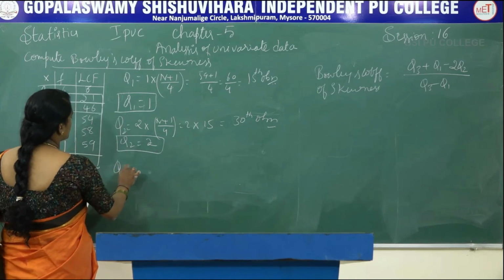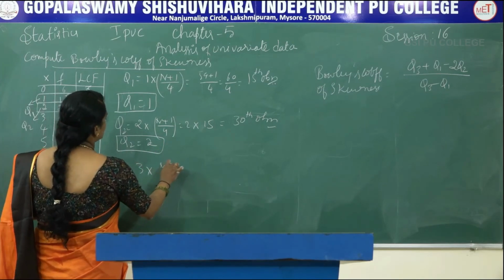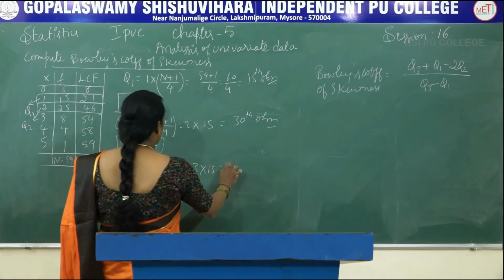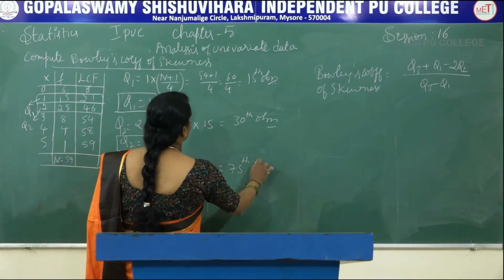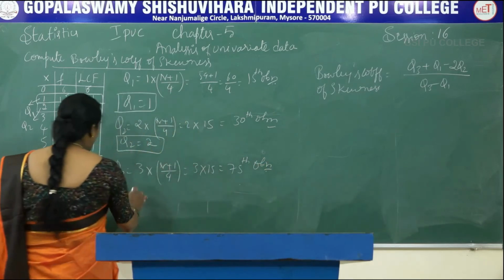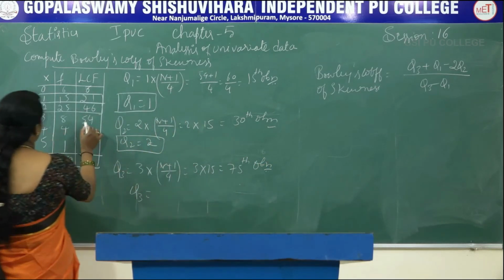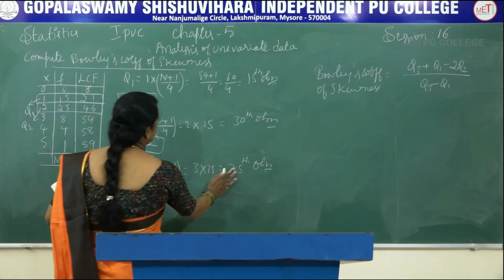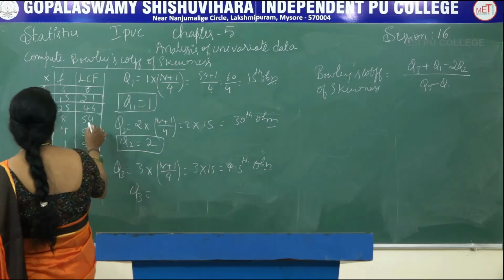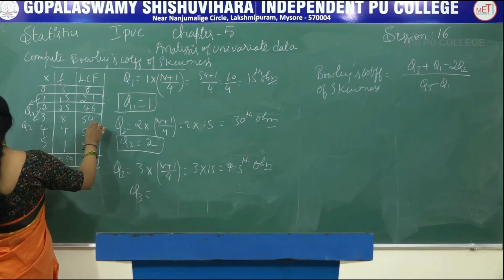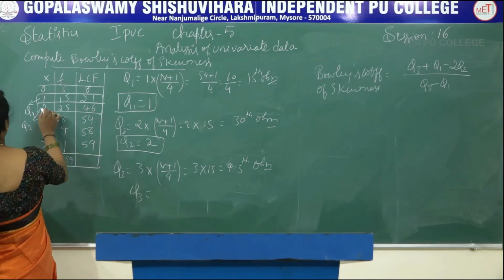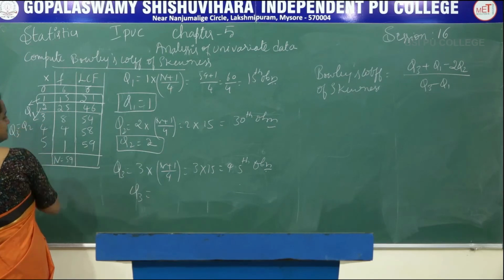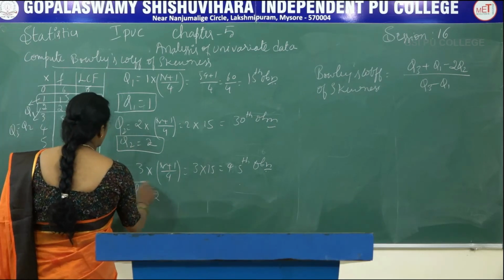Next, to find Q3, 3 times (n plus 1) by 4. This is 3 into 15. This is 45th observation. And our Q3 value is 45. 45 should be seen in 46. 46 only. So this 2 is for Q3 also. So Q3 is also 2.